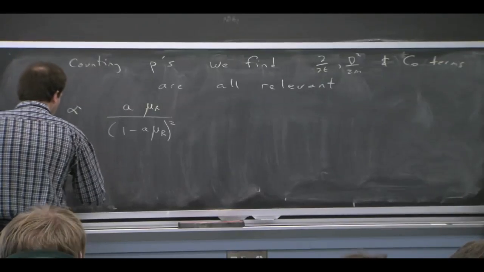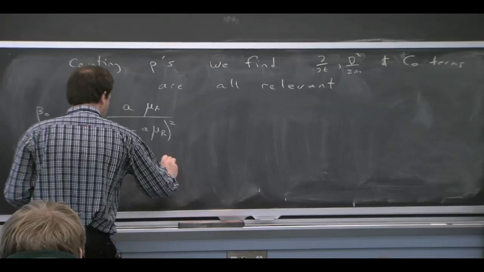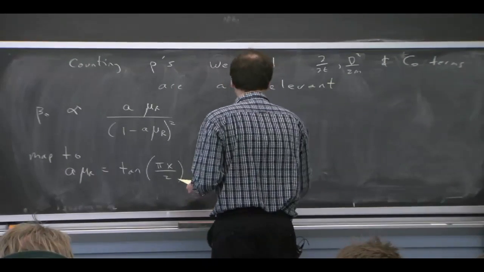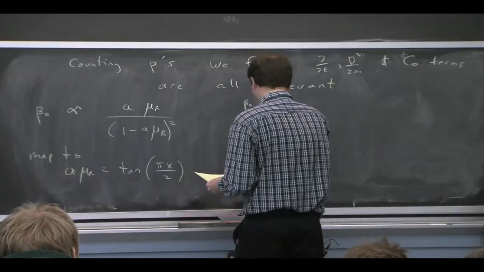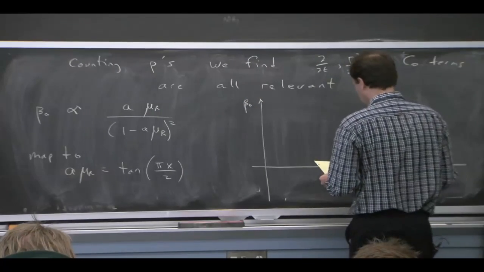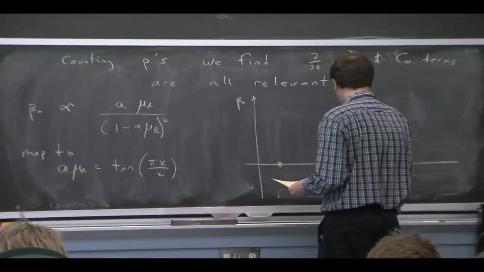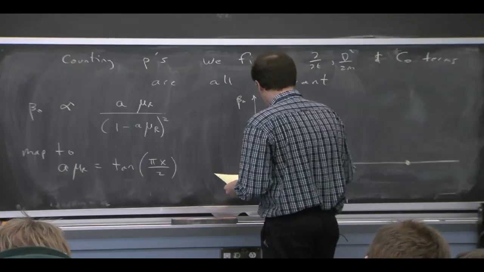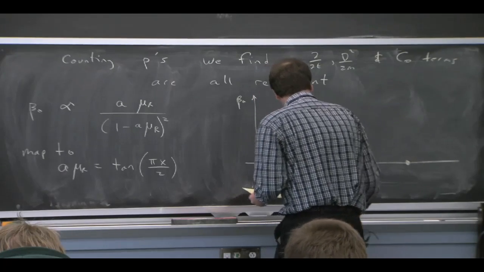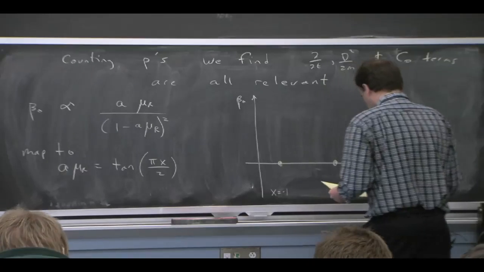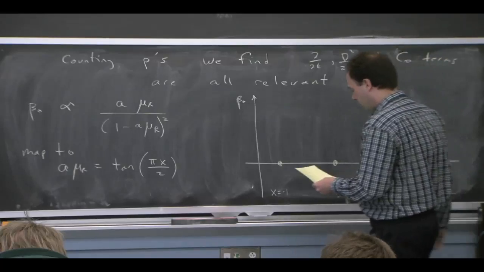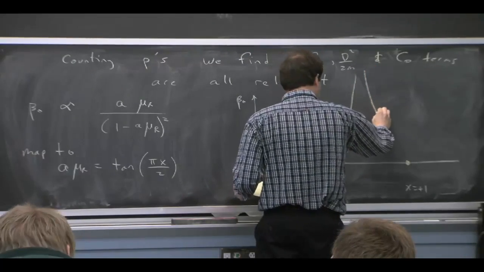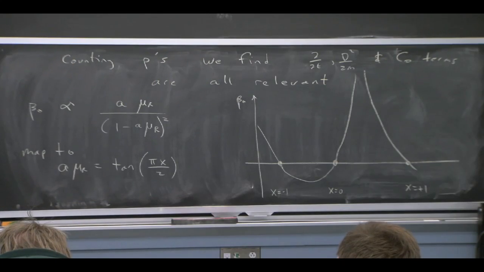So let's do that. The tangent. And let's just plot beta as a function of x. So there's 3 values actually where beta vanishes. There's 1 value where it blows up. So here is x equals minus 1. This is x equals 0. This is x equals plus 1. And what it looks like dips down here, blows up, and it comes back down and goes like that. So that's what the beta function looks like.